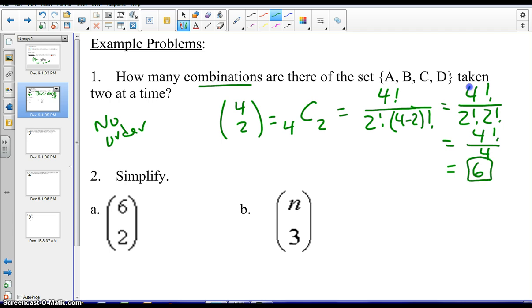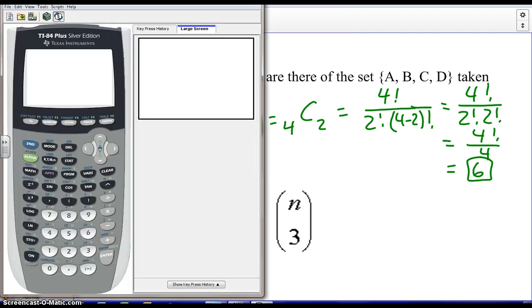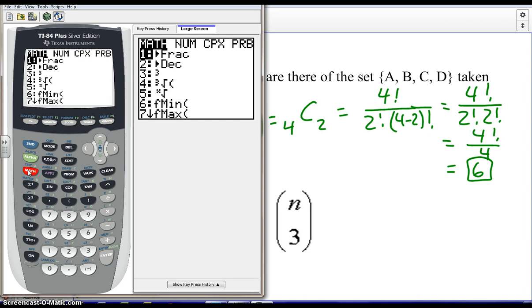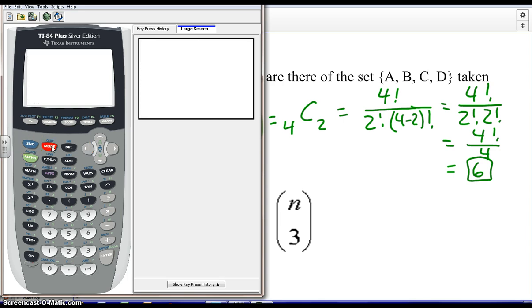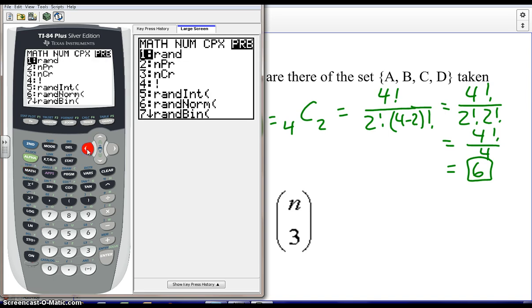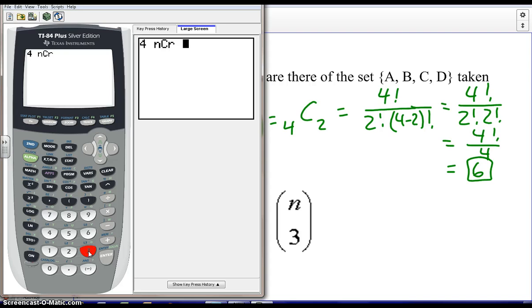Let me pull up the calculator so we can go through this just as we would with permutations. We go to math, over to PRB, and now you can see we have nCr in there. We first have to select the 4. Again, go to math, PRB, select number 3 for combinations, and 4 choose 2 is equal to 6.